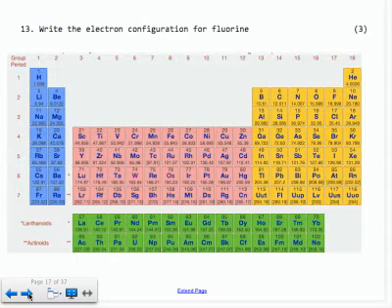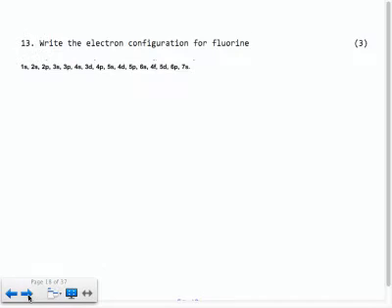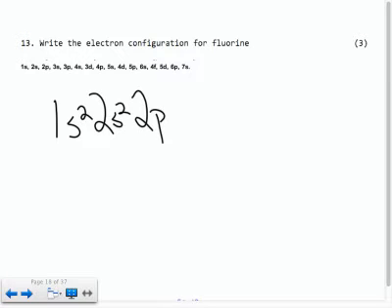The configuration for fluorine. Again, find fluorine on the periodic table. Its symbol is F. It has 9 electrons. So, using the sequence again to fill up 9 electrons. 1s, 2. 2s is next. That can hold 2. 2p can hold up to 6, but I don't need 6. I only need 5 more because I've got 2 and 2 in the first two s levels, plus 5 gives me 9 electrons. Okay, so that's the configuration for fluorine.